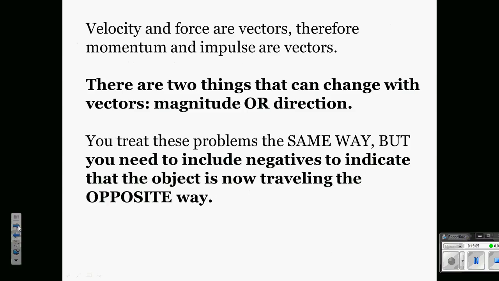So here's another slide that we need to take notes on. Velocity and force are vectors. They have magnitude and direction. Therefore, momentum and impulse are vectors as well because they have magnitude and direction. There are two things that can change with vectors, the magnitude or the direction. So you're going to treat these next problems the same way, but you need to include negatives to indicate that the object is now traveling the opposite way. So what are we doing different? We have two things that can change, all right? We have magnitude and direction that's changing.